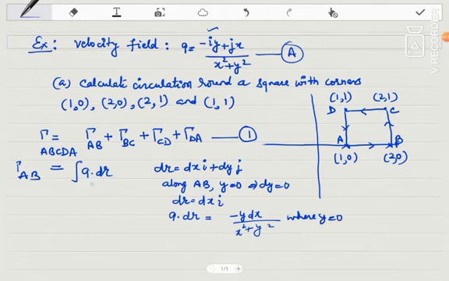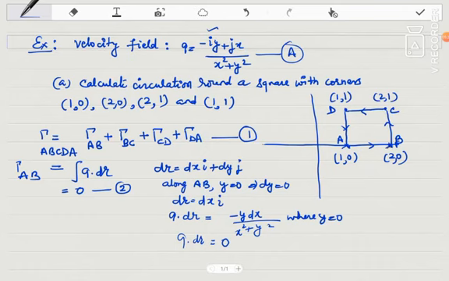If I put it here, in Q dot dr I get an integration with respect to x only, because x is variable and y is constant. So putting y equal to 0, Q dot dr is 0 in this case. So I get nothing for gamma AB. Likewise, I will go for gamma BC.